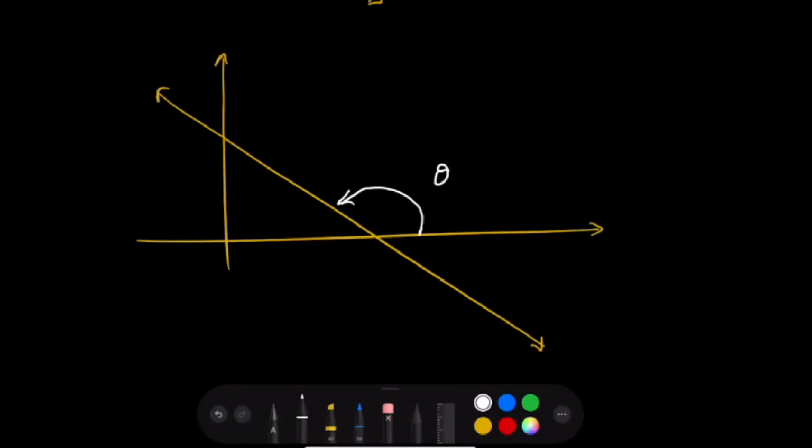You start from positive x-axis and go in anti-clockwise direction. So this angle is obtuse. So what will be tan theta? Tell me, what will be tan theta? Tan theta will be negative. It is again delta y by delta x. So what is delta y here?